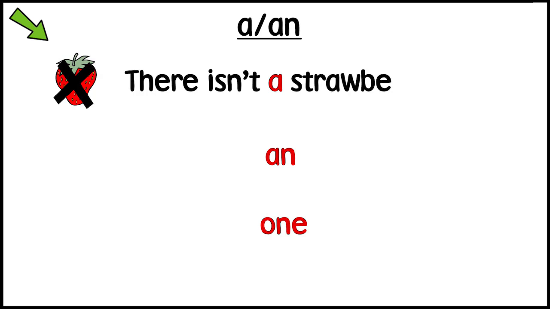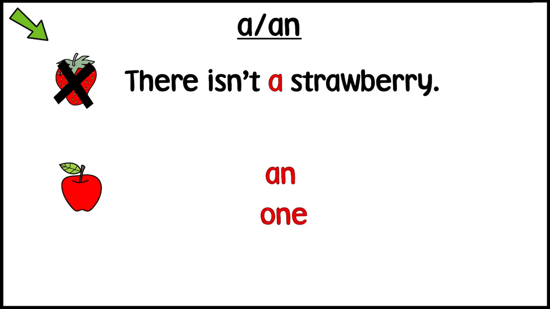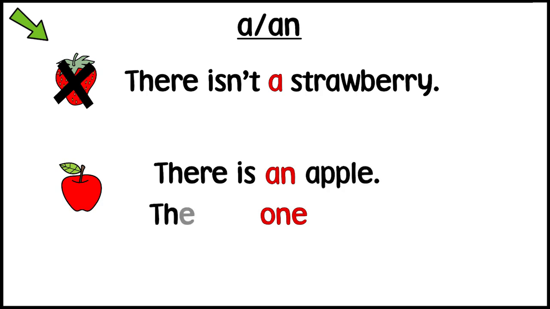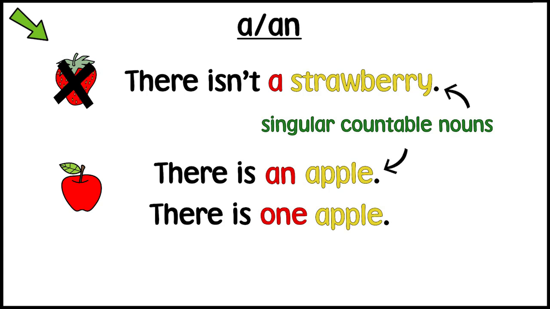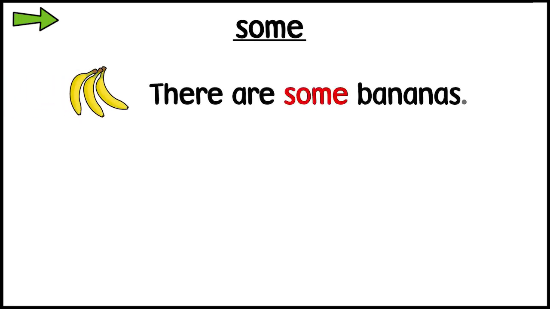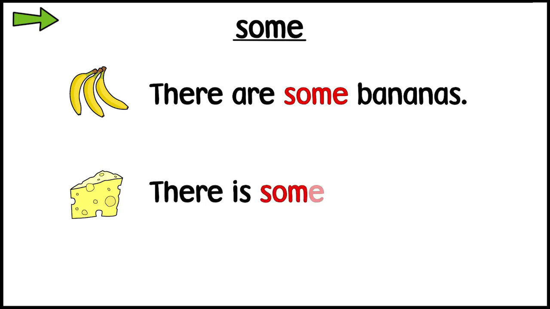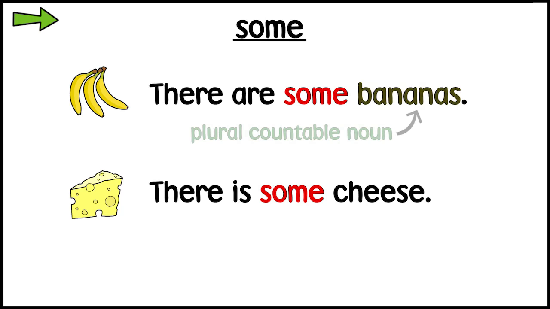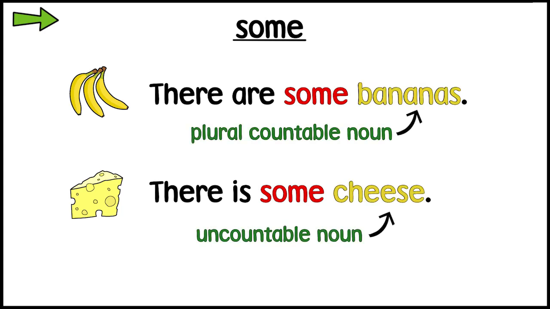With singular countable nouns, we use a or an or a number. There isn't a strawberry. There is an apple. There is 1 apple. There are some bananas. There is some cheese. We use some with plural countable nouns and uncountable nouns in positive sentences.